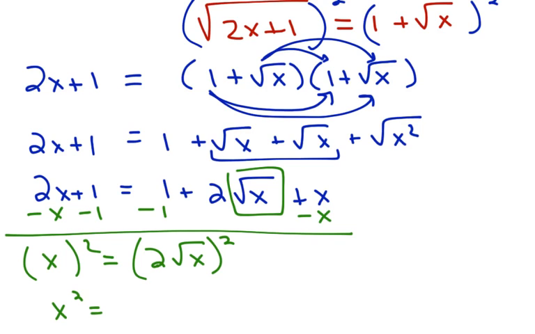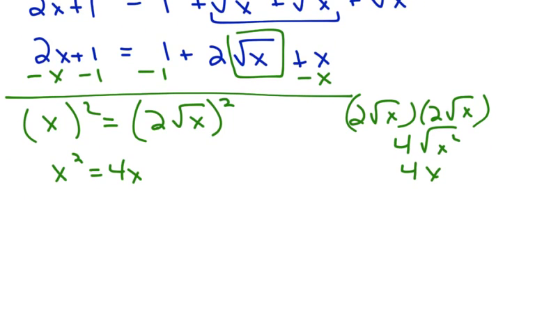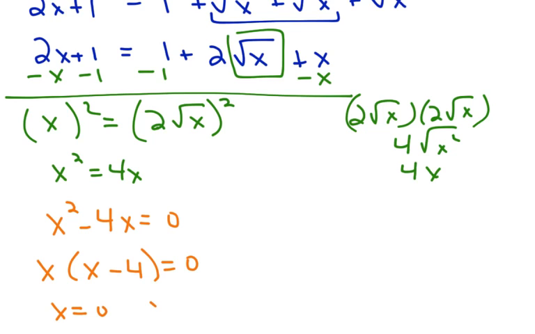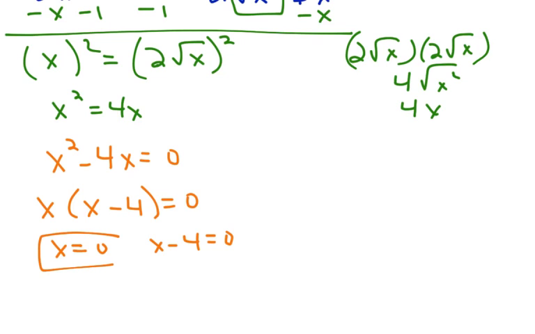So you get x squared is equal to 2 the square root of x times 2 the square root of x, which is 4 the square root of x squared, which is 4x. That's just a quadratic equation. So we're going to subtract 4x so that we can set it equal to 0. We can factor out an x, and then we can use the zero product property to finish the problem off. So x is equal to 0 could be one of the solutions, and x equals 4 could be the other.